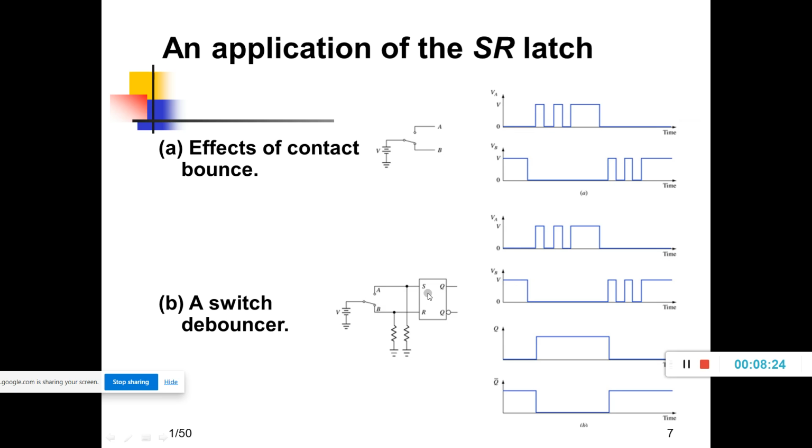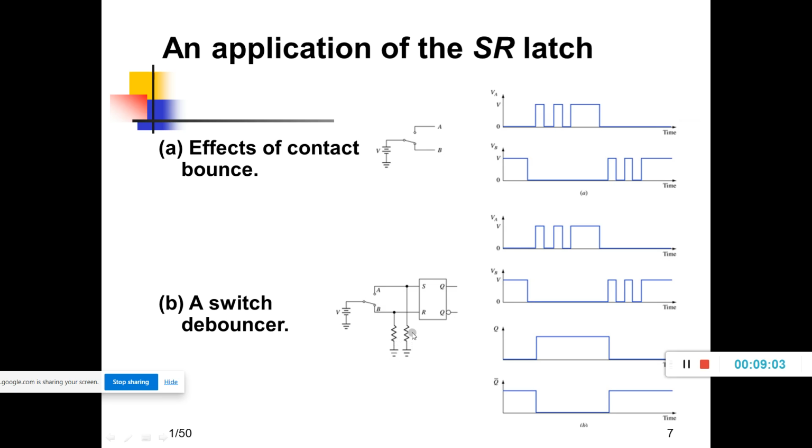So what is the application? It is a very simple application of the SR latch, that is to eliminate the effect of contact bounce. A switch debouncer circuit and the corresponding waveforms are shown here. Let us assume positive logic, so that plus V volts will correspond to logic 1, and ground will correspond to logic 0. Positive logic means plus V represents logic 1, and ground represents logic 0.